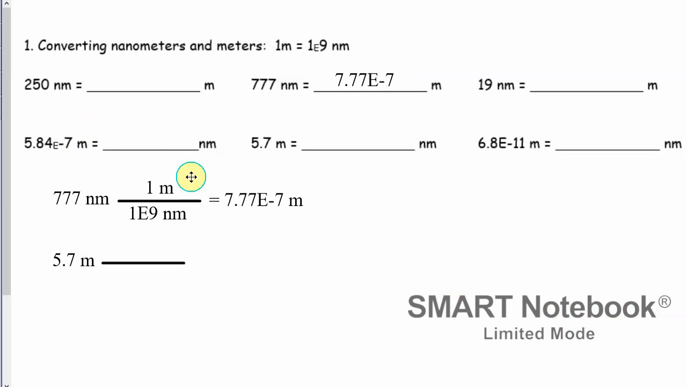If I want to do meters to nanometers, meters go on the bottom, nanometers on top. 5.7 meters, how many nanometers is it? Well, if you've got 1 meter, you've got a billion nanometers. If you've got 2 meters, you have 2 billion nanometers. If you have 3 meters, you have 3 billion nanometers. And if you have 5.7 meters, you have 5.7 billion nanometers.